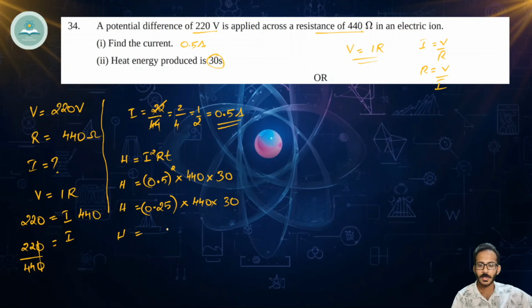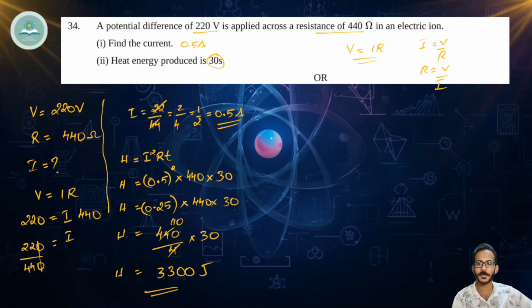So here 0.25 is actually 1 by 4. So 440 by 4 into 30. 4 11s are 44, so it is 110 into 30. So H is equal to 3 into 11, that is 3300. The SI unit of heat is joule. So 3300 joules is the answer.